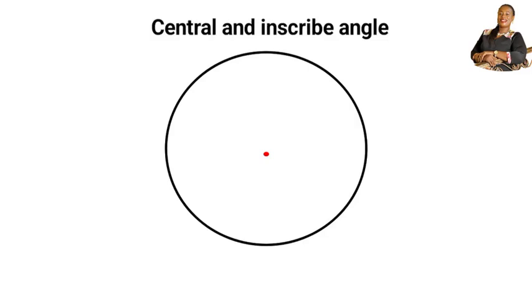A central angle in a circle is an angle whose vertex is at the center of the circle and whose sides pass through 2 points on the circle. Example, if you draw two radii from the center of a circle to its boundary, the angle formed at the center is the central angle. An inscribed angle in a circle is an angle that is formed when two chords of the circle meet at a point on the circumference of the circle.